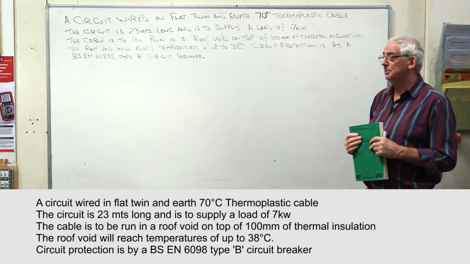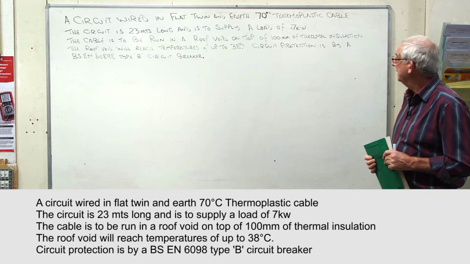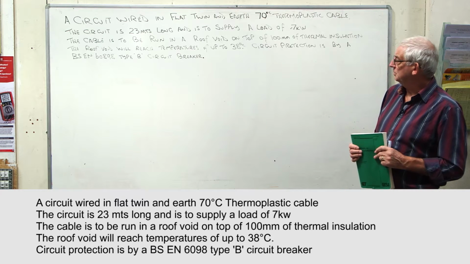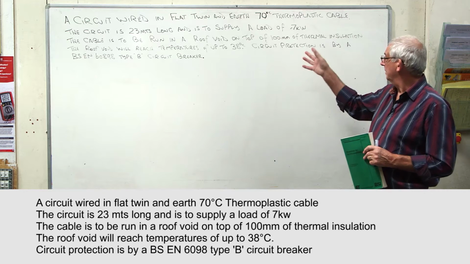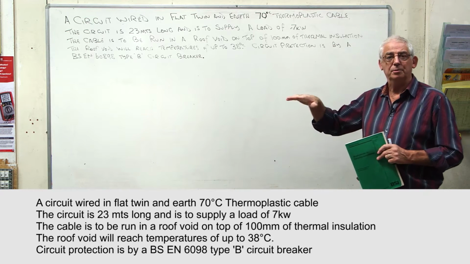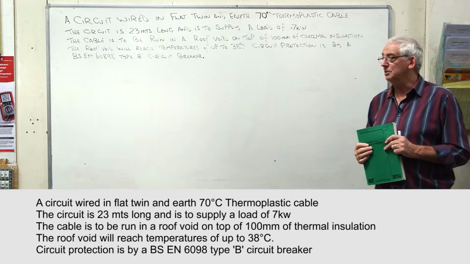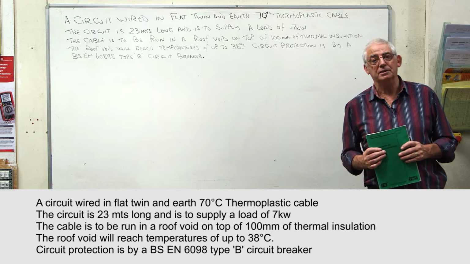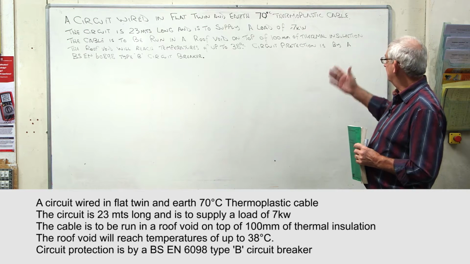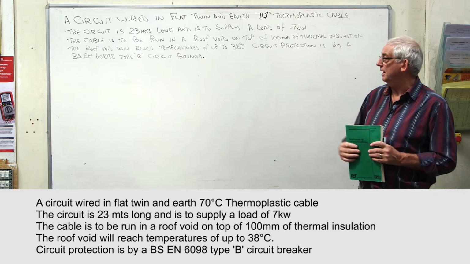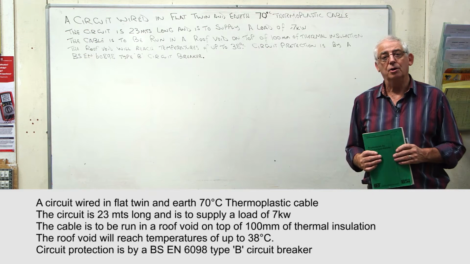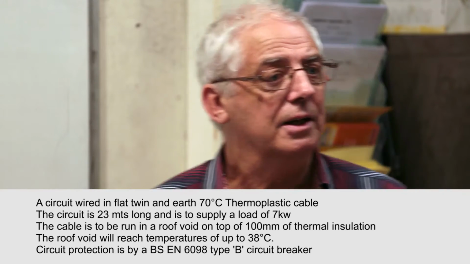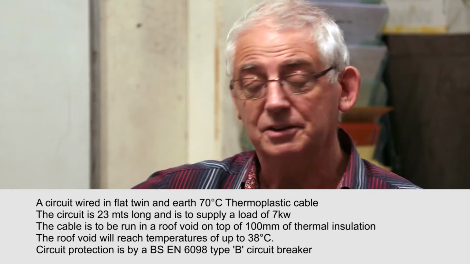The circuit's going to be 23 metres long and it's to supply a load of 7 kilowatts. The cable is to be run in a roof void, laid on top of 100mm of thermal insulation. The roof void will reach temperatures of 38 degrees. Circuit protection is going to be a BS EN 60898 Type B protective device. So what we need to do is calculate the size of the cable.